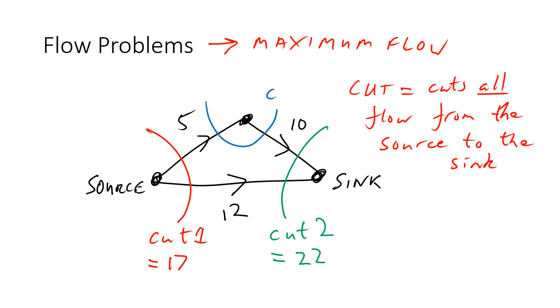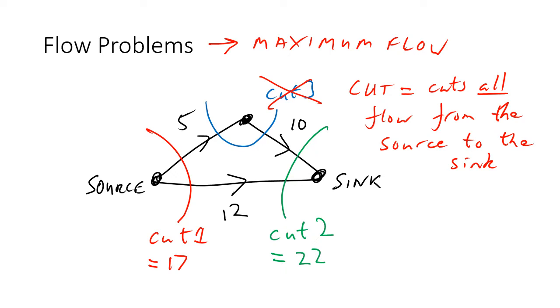This is cut 3. But the problem with cut 3 is it's not actually a proper cut, because I could go along here and I haven't crossed the blue line. So cut 3 is not a cut, and we can cross that one out. Remember, a cut cuts all flow from the source to the sink in a single cut.